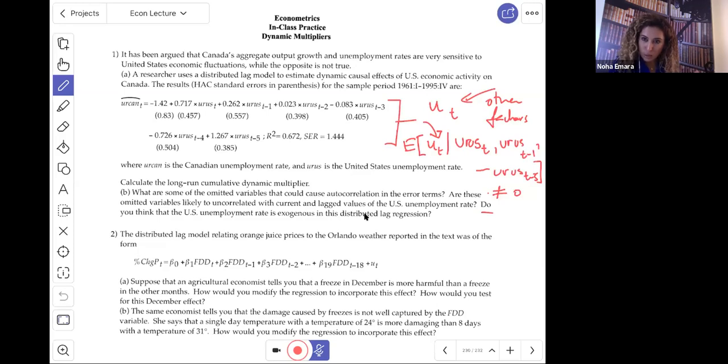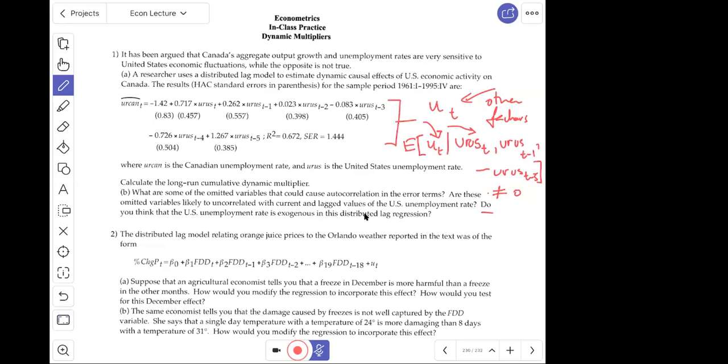Do you think these two factors, which are related to Canada, are connected with the US unemployment rate? Let's take one of them to make our life easier. So Parth has said that the error term includes economic growth of Canada. Is economic growth in Canada affected by the US unemployment rate? I don't think so, right? I don't see why that would be connected.